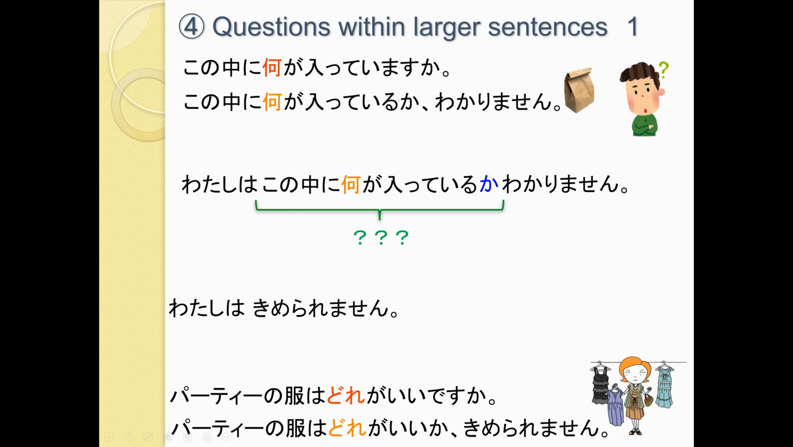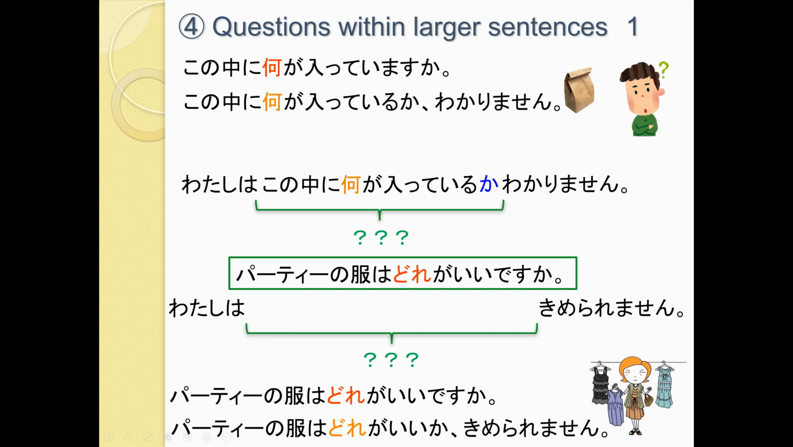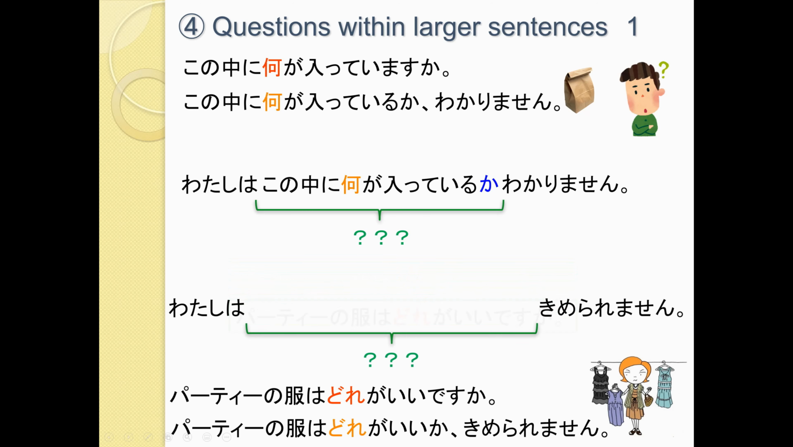私は決められません。I can't decide. In order to be specific about what I can't decide, I'm going to use this question that I have. パーティーの服はどれがいいですか? But first I want to change it to short form. パーティーの服はどれがいい? And to show it's a question, か。決められません。So I can't decide.